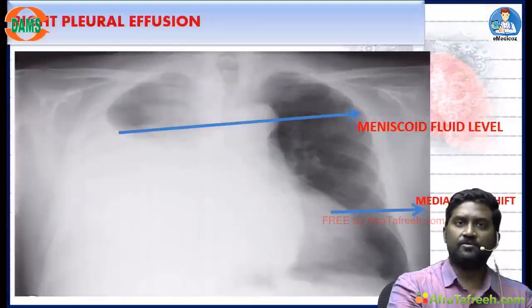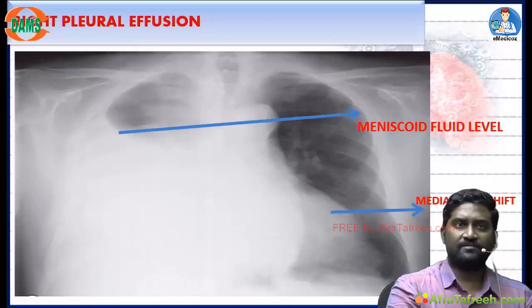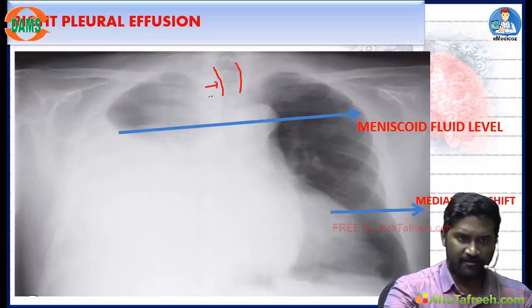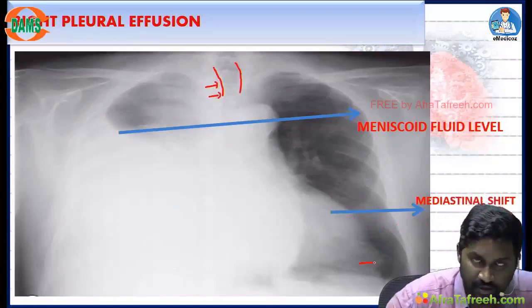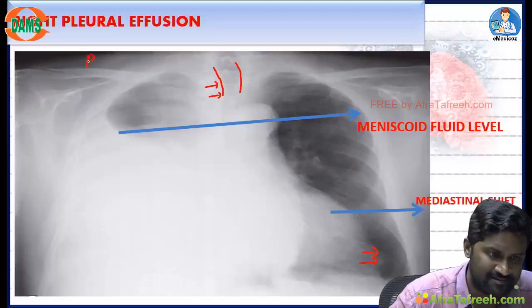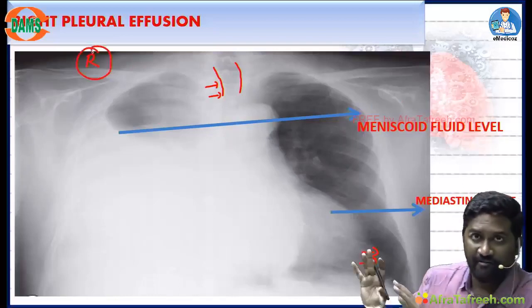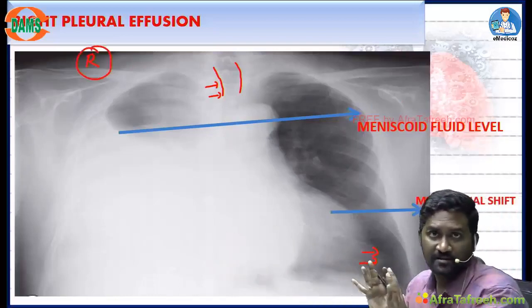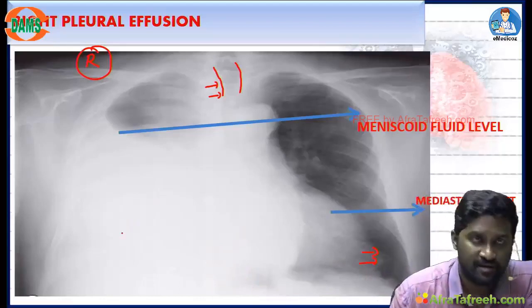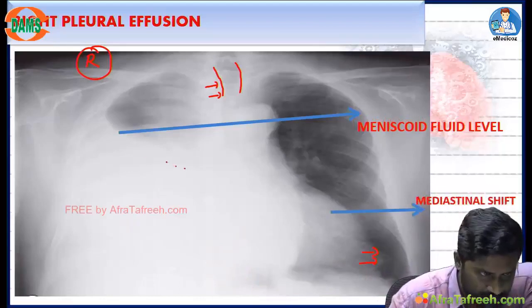Now this is a pneumothorax. How did I tell this as pneumothorax? If you notice, the trachea is going towards the left, and also the heart shadow is more towards the left, and you can see a density on the right. So it is a right pushing lesion. And what is the consistency? It is white with meniscoid fluid level.